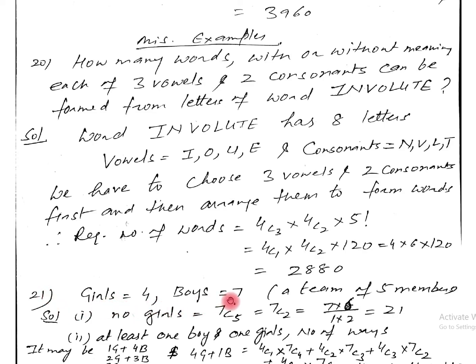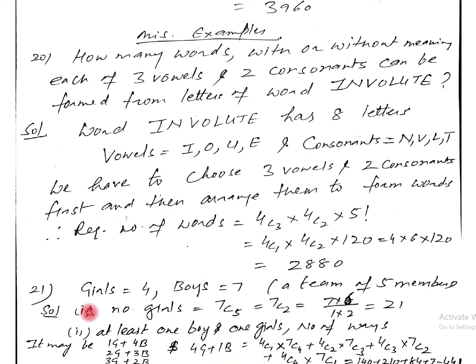Now the question here is the 21st question in the miscellaneous example. 4 girls and 7 boys are there. We have to make a team of 5 members and different conditions are given. Total given girls are 4 and boys are 7. Now the first condition is no girl is there. It means we have to make the team of 5 members from the 7 boys. So it can be done in how many ways? 7C5, because no girls are there. It means we have to choose all boys. 7C5 is 7C2. So this is equal to 21.